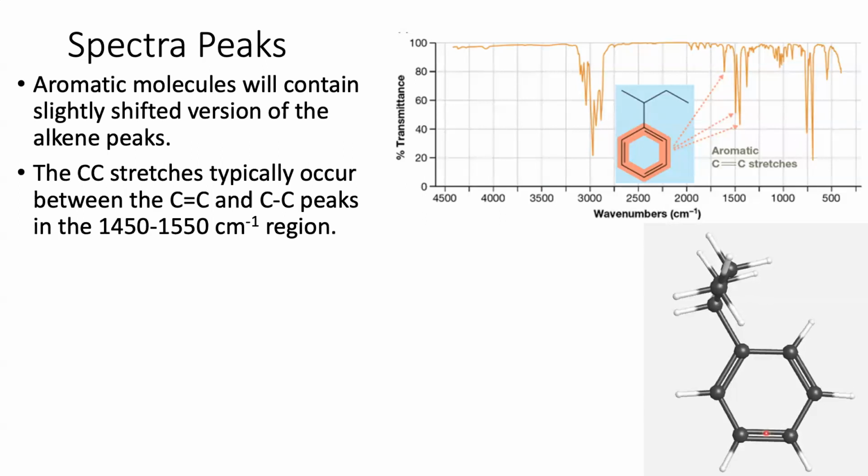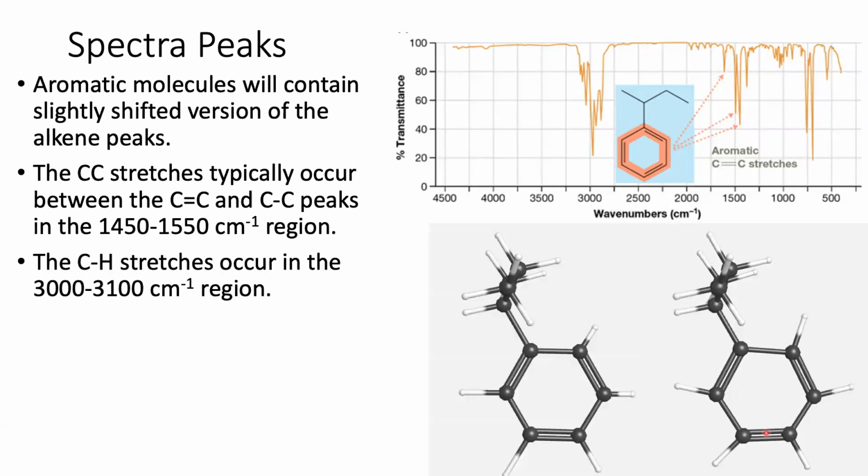However, again, most of my aromatic molecules are going to contain some hydrogen atoms. So we're also going to see these CH stretches. These are often going to occur in a very similar region as our alkene hydrogen bonds. So again, this 3000, 3100 region. So based on the hydrogens alone, it would be hard to tell the difference between an alkene and an aromatic. And that's why the aromatic double bonds can really help you out.